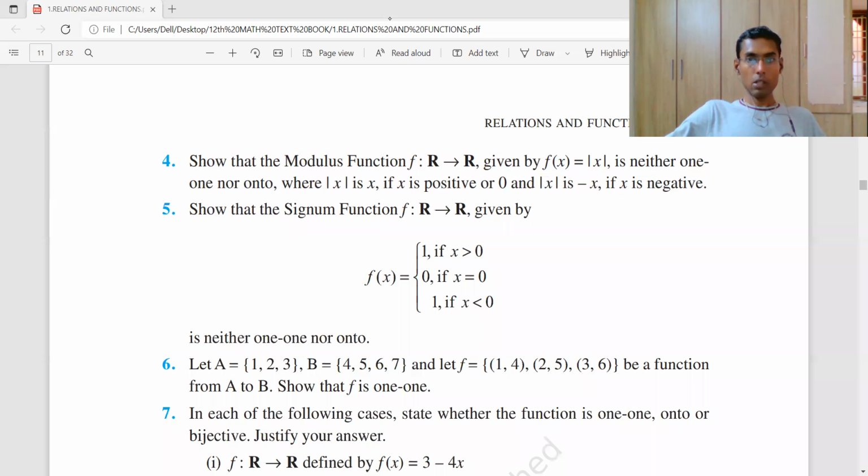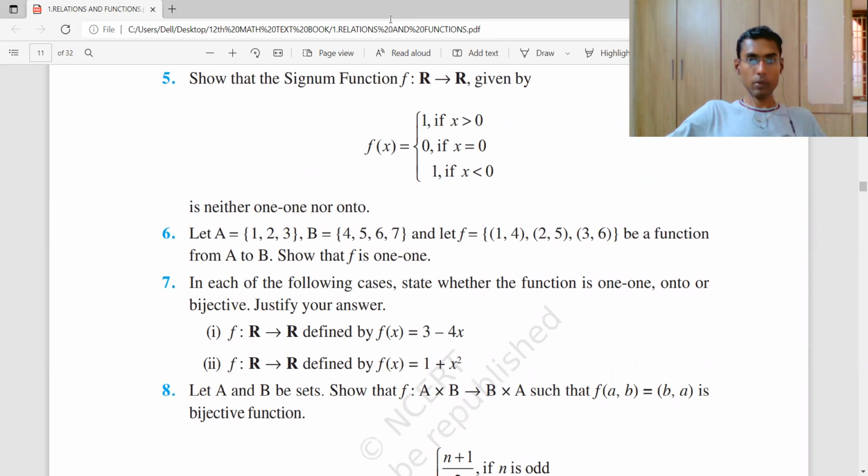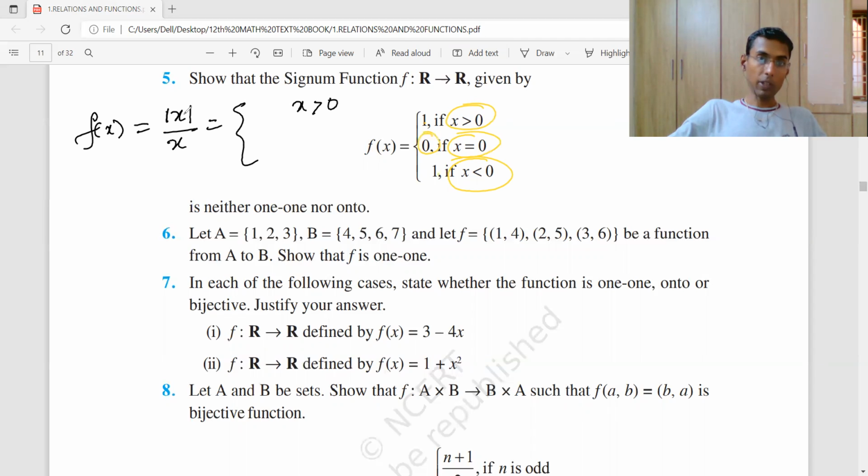So next, signum function. You remember what the signum function is? Show that the signum function is like this. If x is positive, its value is 1. If x is 0, it is 0. If x is negative, it is minus 1. We write f of x equal to mod x by x. If x is greater than 0, this is x by x, which is 1. If x is 0, simply it is 0. If x is less than 0, this is minus x by x, that is minus 1.